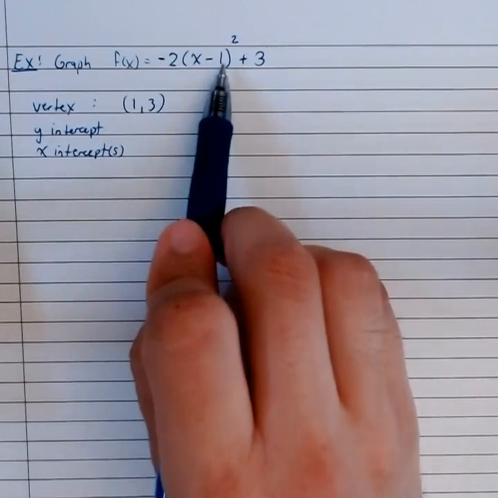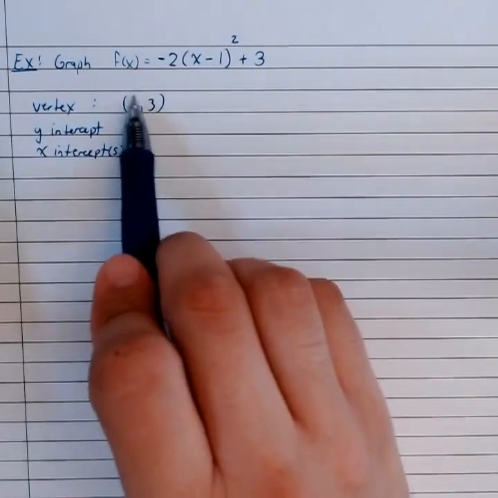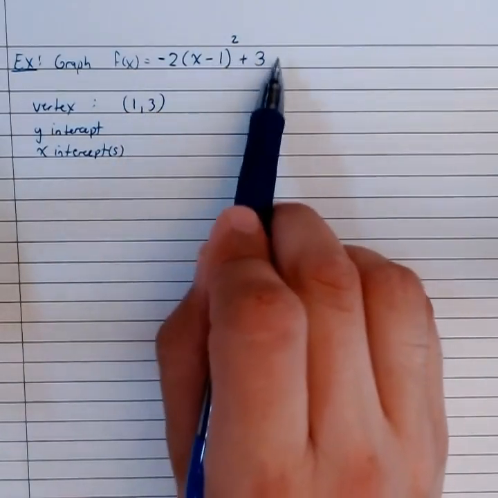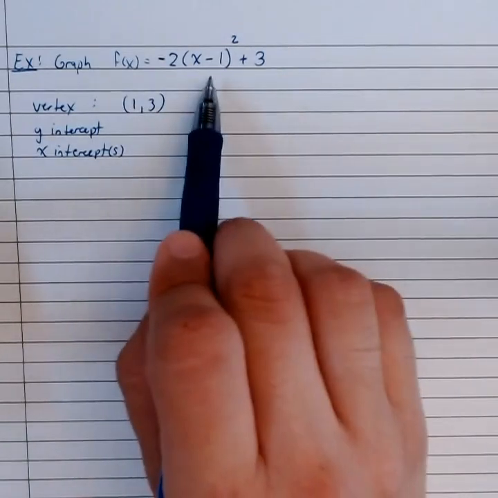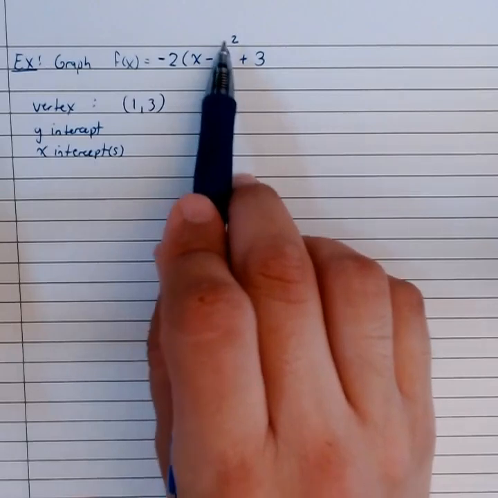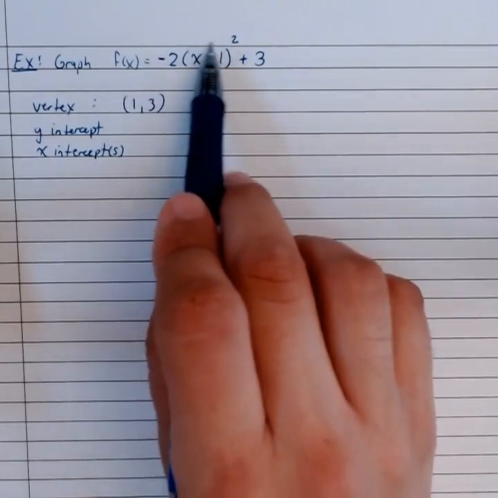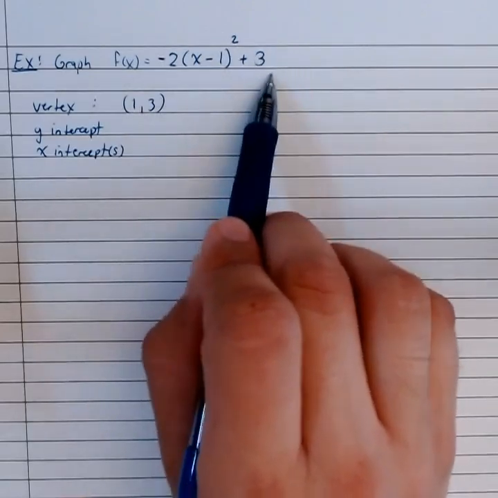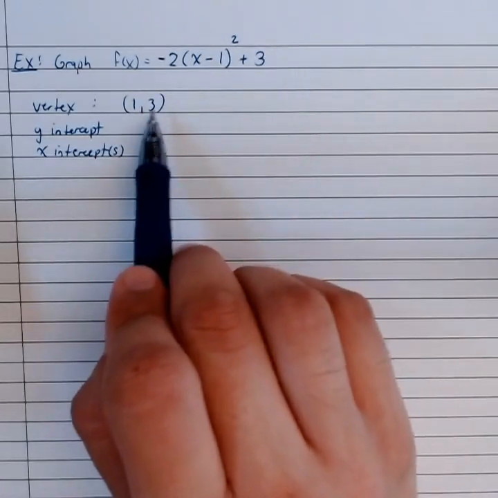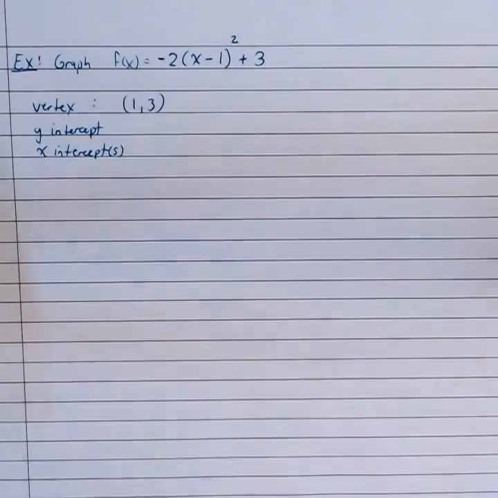Whatever number is being subtracted from x, that's your x-coordinate. Whatever constant is out here by itself, that's your y-coordinate. You might also think of it as whatever number you plug in here to make this 0, that's your x-coordinate. Whatever number this is, that's your y-coordinate. There's a few ways you can think about it. Either way, (1, 3).